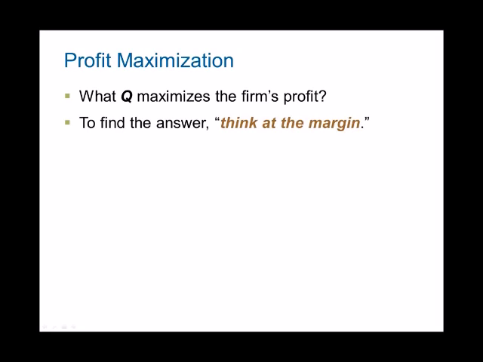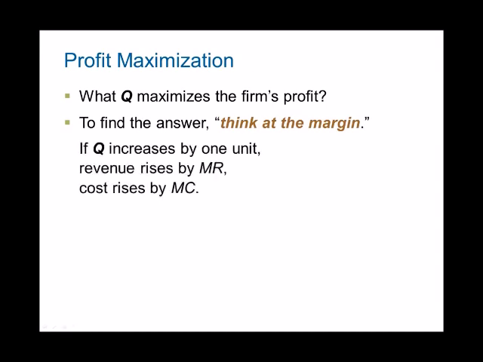When you look at profit maximization, what quantity maximizes the firm's profit? To think about this answer, we have to think at the margin. If you're operating a perfectly competitive firm and you want to maximize profit, you have to think at the margin. If you increase your quantity by one extra unit, your revenue should rise by marginal revenue, MR, because that's the amount that the one extra unit is going to bring in to the firm. To produce that one extra unit, you need to spend an amount equal to MC, or marginal cost.